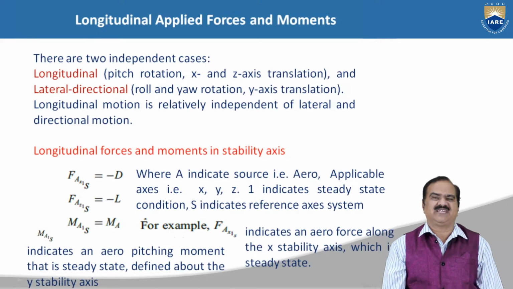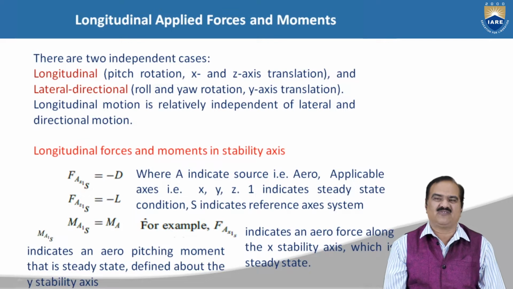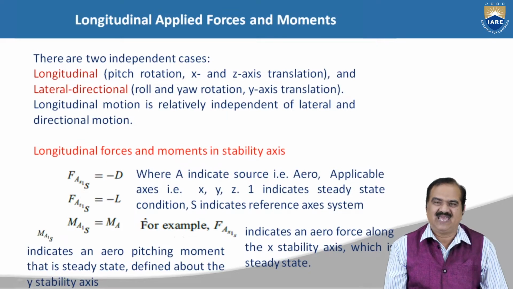So here we have seen the longitudinal forces and movement in stability axis. In the next slide, I will go for the stability axis. What is the stability axis? Here we have the three equations. One is Fax1s is equal to minus D. Faz1s is equal to minus L. Ma1s is equal to Ma. Where A is indicating the source, that is from where this force is generated.